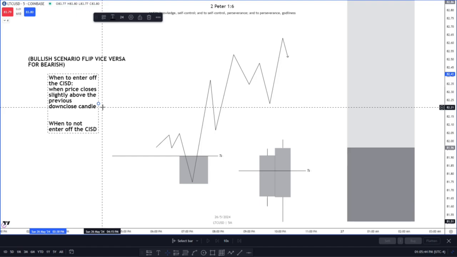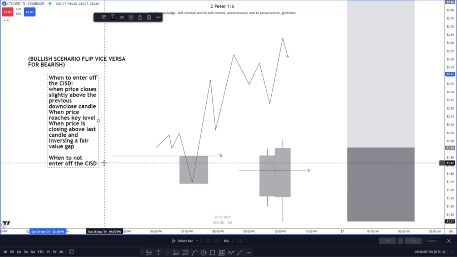Price may never come to take it. When do you want to do it? When price reaches a key level. When price is closing above the last candle and inversing a fair value gap.